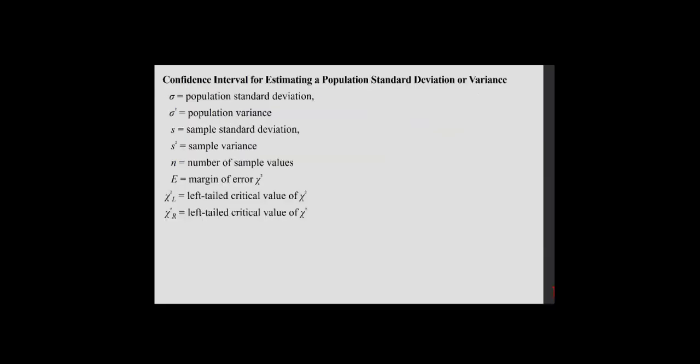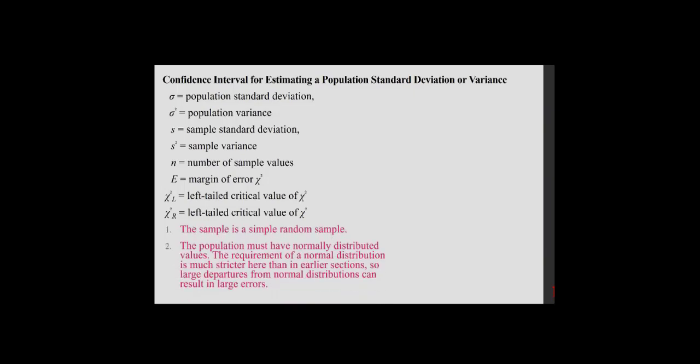Let's go to the next example. We want to come up with the confidence interval for estimating a population standard deviation or variance. And remember, you calculate it for variance, you take a root, it becomes standard deviation. It's that simple. First, notation, we don't want to make a mistake. Sigma is the population standard deviation. Sigma squared is the population variance. S is the sample standard deviation, S squared is the sample variance, n is the number of sample values or data, E is the margin of error, chi-squared of the left, chi-squared of the right.